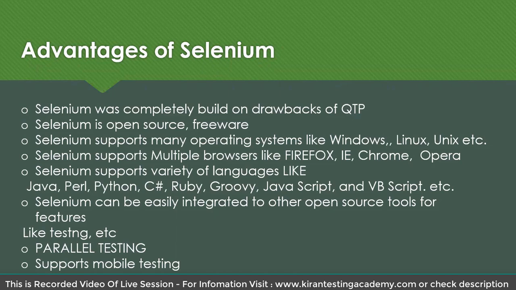So QTP is a tool, and Selenium is completely built on the drawbacks of QTP, and they produced a tool called Selenium. Even the name, understand it. QTP was introduced by Mercury, Mercury Interactive, I guess. And the name Selenium is given because Selenium is an antidote for Mercury. That's the reason they named the tool Selenium.